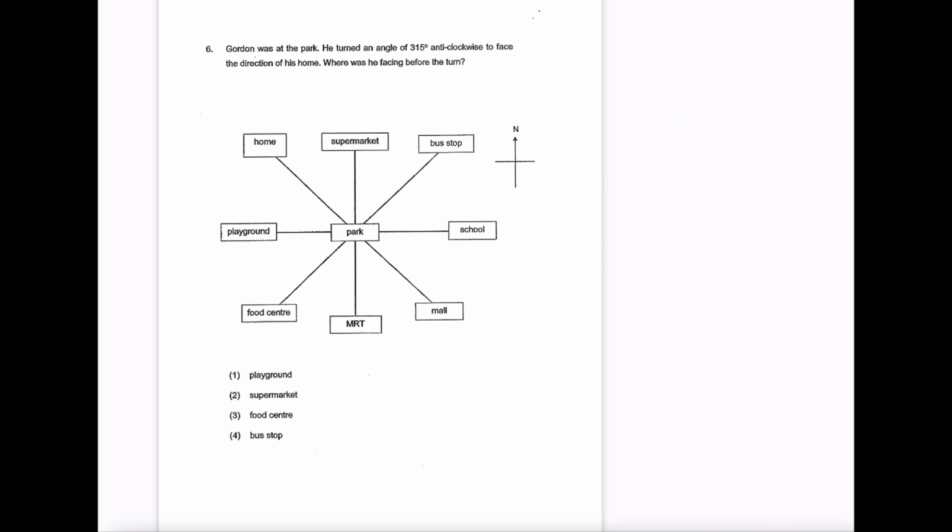Okay, question 6. Gordon was at the park. He turned at an angle of 315 degrees anti-clockwise to face the direction of his home. So he's at the park and he's facing his home now. Okay? So this is because he turned 315 degrees anti-clockwise. So each angle here, because this is 90 degrees, right? So half of it will be 45 degrees. If you don't know how I get 45 degrees, it's 90 divided by 2. Okay?